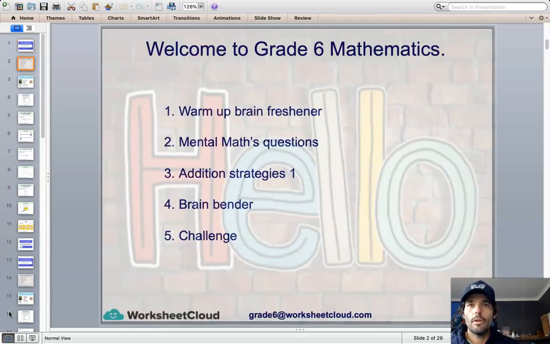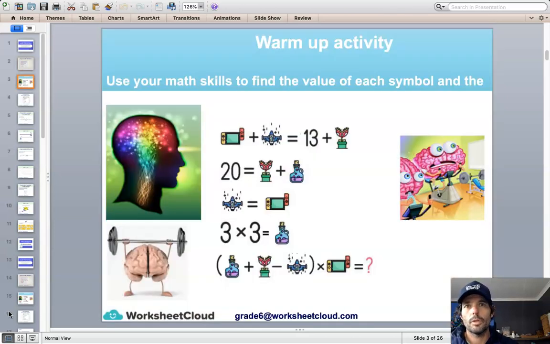Today we are going to have a look at mental addition strategies. That's our main theme. And on either side of that, we've got our warm-ups, our mental arithmetic practice, and then our challenges to finish off on. So let's have a look at our warm-up for today.